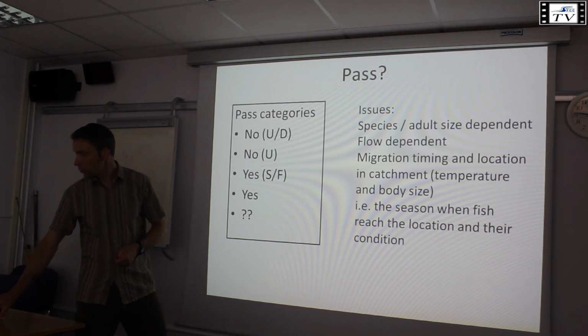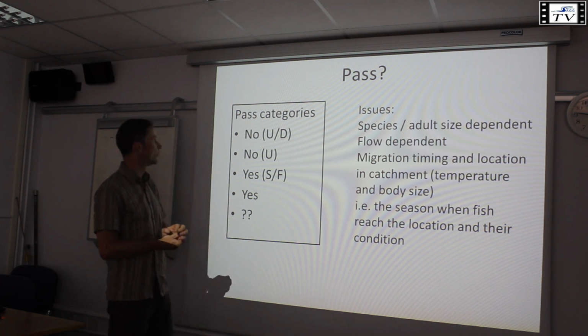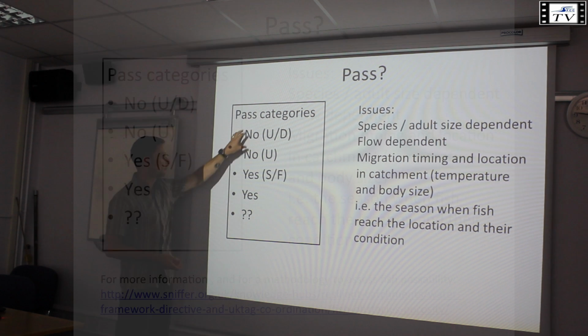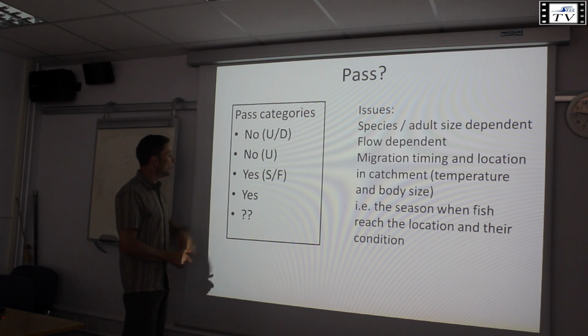So in your SFCC habitat assessment, you're asked whether the structure is passable. If you were to say no from both an upstream and downstream direction, then you've got to think about why you're making that decision. You might think it's impassable from an upstream direction because maybe it's 3 or 4 metres high and fish aren't able to jump up it, but it would still be passable for fish coming downstream.